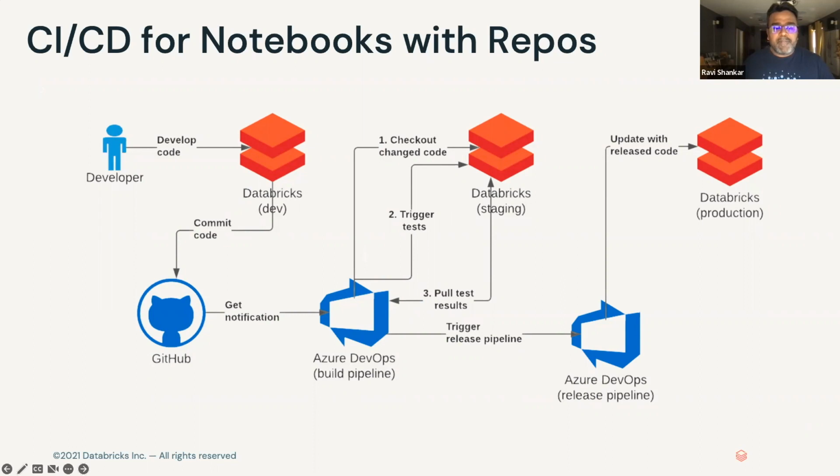So this is a development instance, I'm pushing the code, and then it goes into the staging instance, where I'm getting whatever code is there, triggering a few tests, and pulling the test results out of it. If I'm happy with the test results, then the same code base can be triggered to a release pipeline, and that release pipeline deploys the code into production.